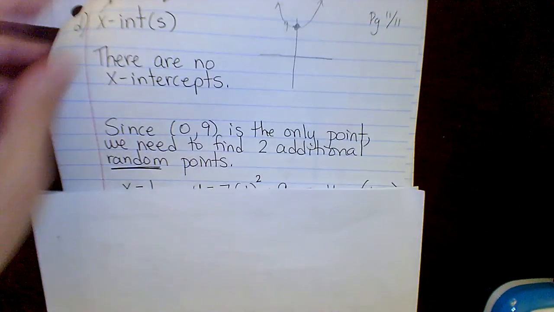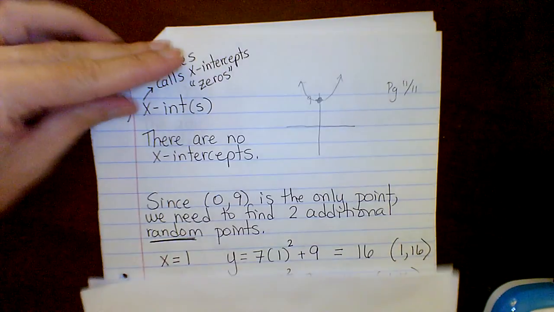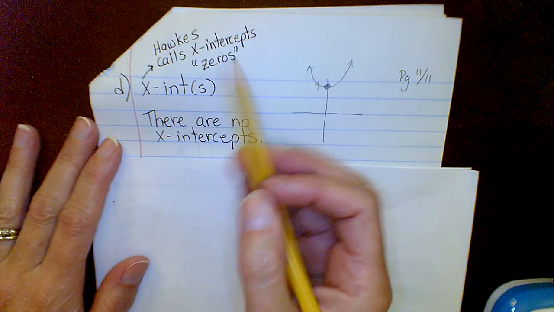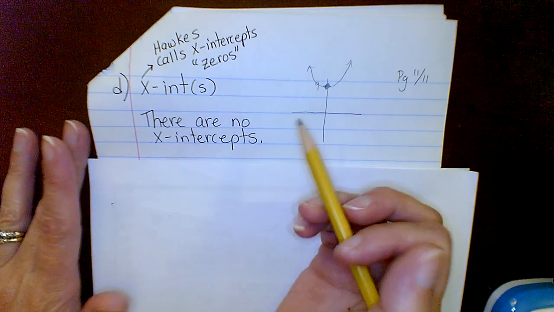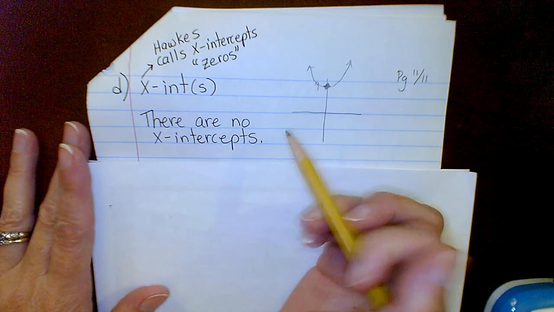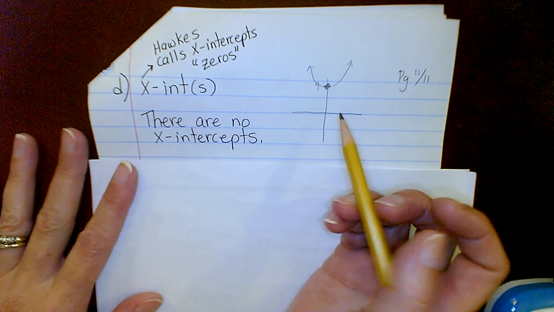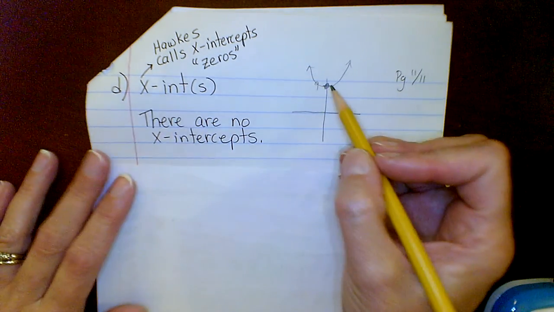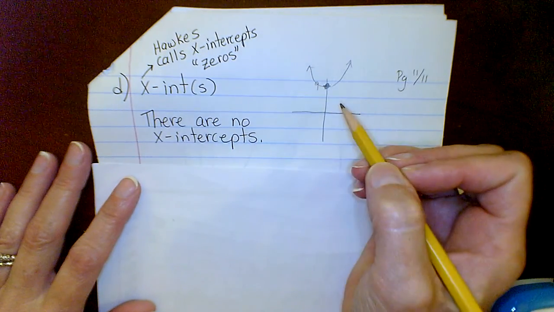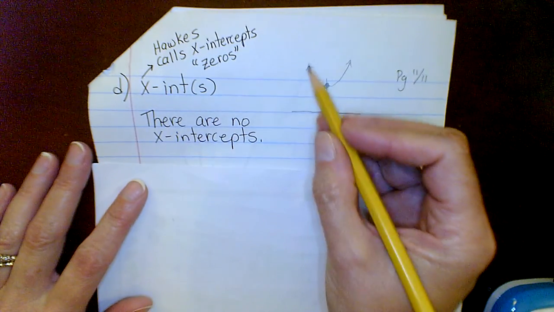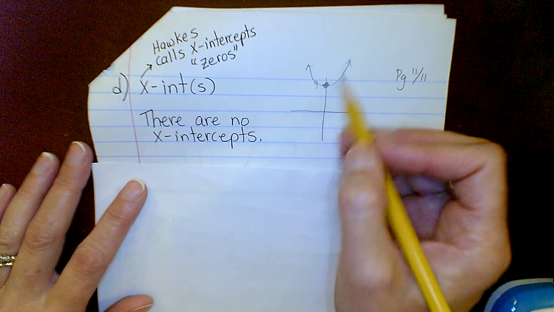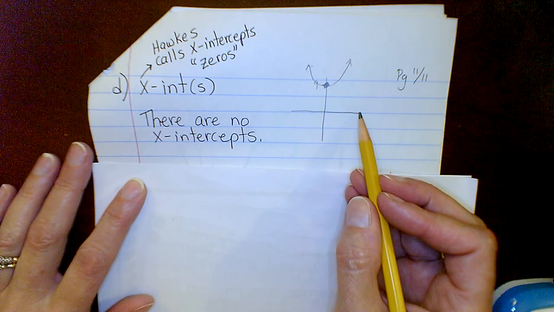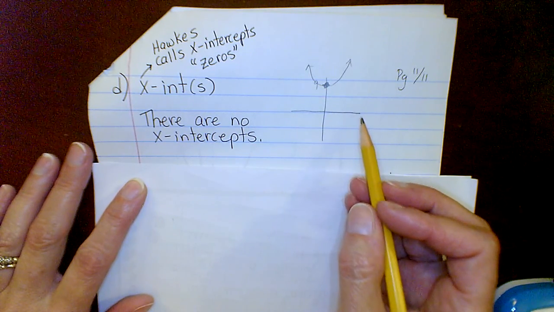Okay, so let's talk about the x-intercept or intercepts, which incidentally Hawks calls these zeros. That's pretty common to call x-intercepts zeros or roots or things like that. There's not going to be any. How do I know that? Because my vertex is right here at 0, 9, and I know it opens upward. So see that parabola? Does it ever touch the x-axis? Nope. So there's not any x-intercepts.